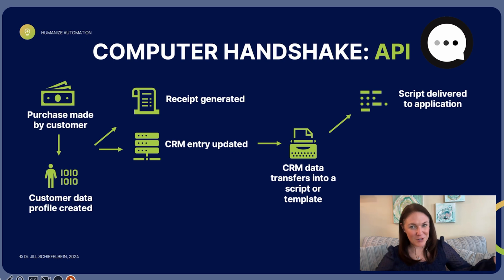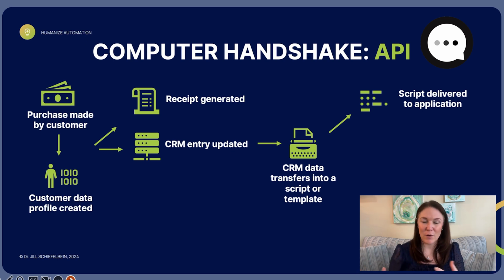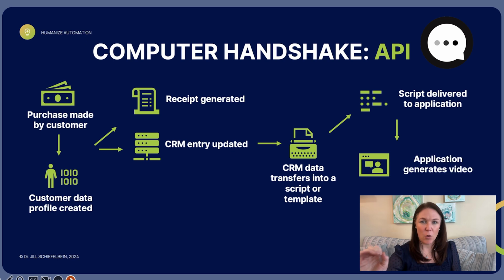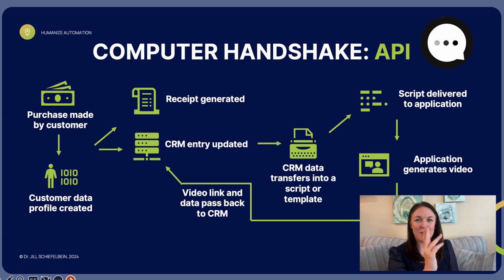In this case, of course, you all know I'm the Chief Experience Officer at Render, and our application does this, where bam, that script automatically through APIs gets created and generates a video. Again, once you set these scripts up and once you connect these systems, there is no work on your behalf. Once that video is generated, the video link then passes back through that computer handshake to the CRM or to the point of sale, wherever that data is that got transferred initially.